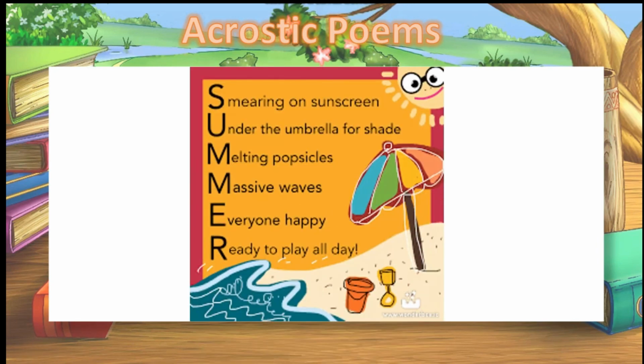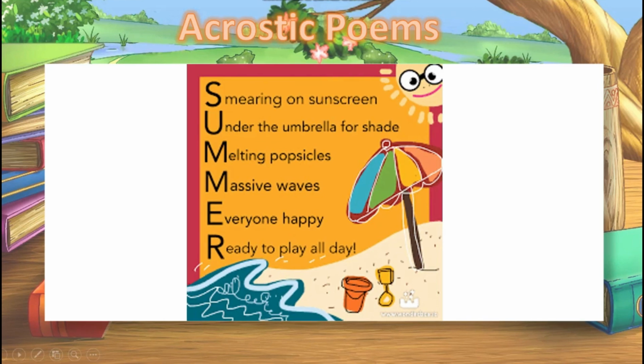Let us take another example of an acrostic poem. Smearing on sunscreen under the umbrella for shade, melting popsicles, massive waves, everyone's happy, ready to play all day. So as you can see, this is an acrostic poem, and you see that the word used is actually bold here, so you can guess what is the word used here. Now look at the poem and tell me, what is the poem talking about, and is this the word used for the poem too, or what do you think?